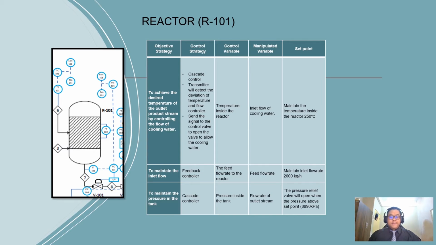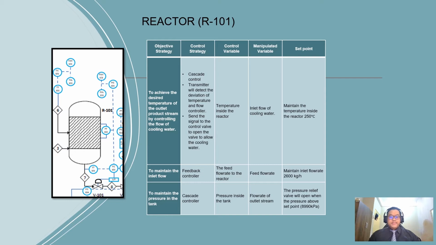The next objective is to maintain the inlet flow. For this objective, our control strategy is installing a feedback controller. The control variable of this objective is the feed flow rate to the reactor, and the manipulated variable is the feed flow rate. Our set point is to maintain the inlet flow rate at 2600 kg per hour.